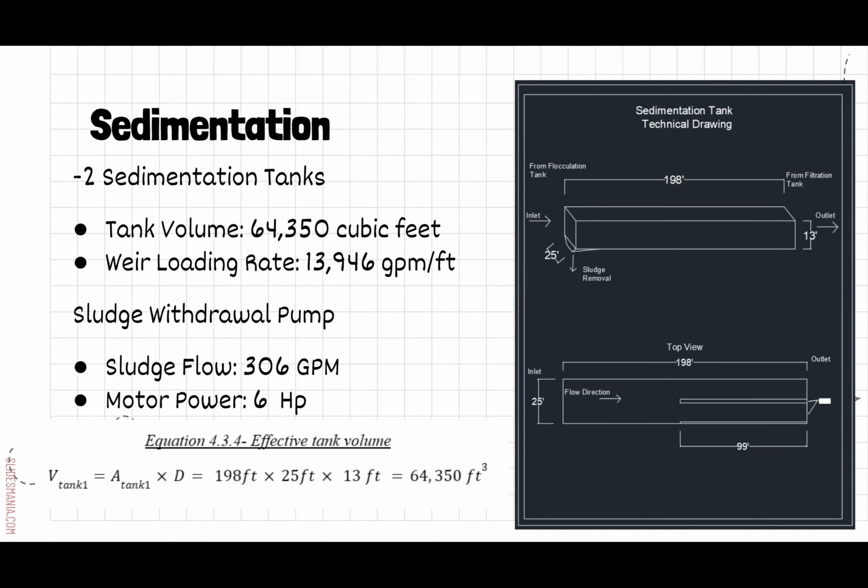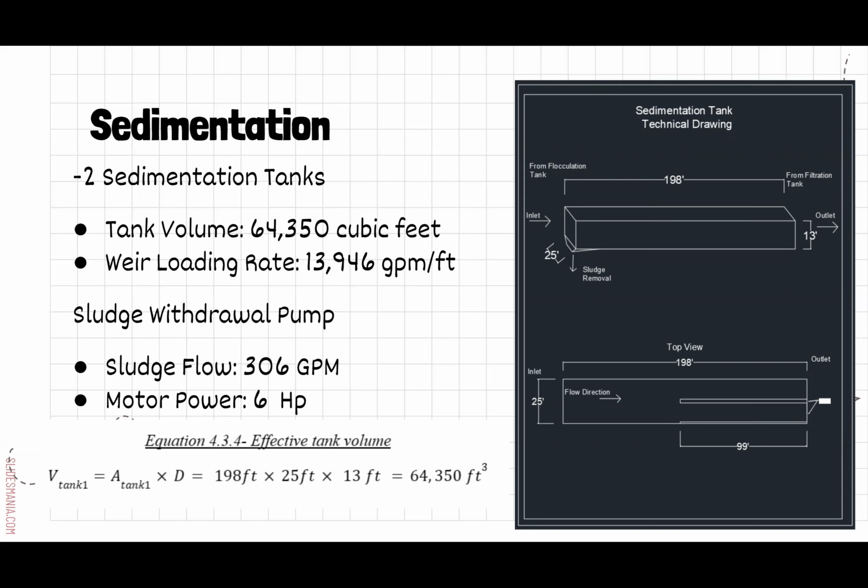Our sedimentation will consist of 2 rectangular tanks, each with a tank volume of 64,350 cubic feet. It will also have a weir of 99 feet and a weir loading rate of 3,946 gallons per minute per foot, meeting the design criteria of between 10,000 and 20,000.